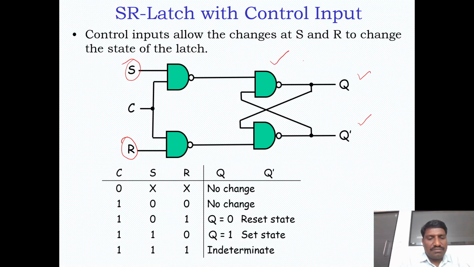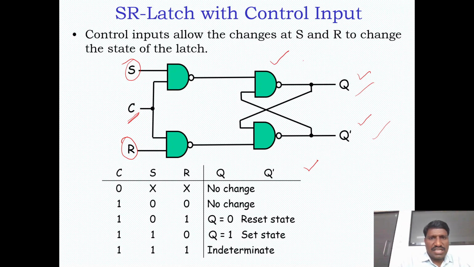So what exactly that means is, when control is active low, I should not have any sort of output. And if I want to work with this circuit, if my control input is 1, then normal functionality will come. That is what is being shown with respect to the truth table of the SR latch.